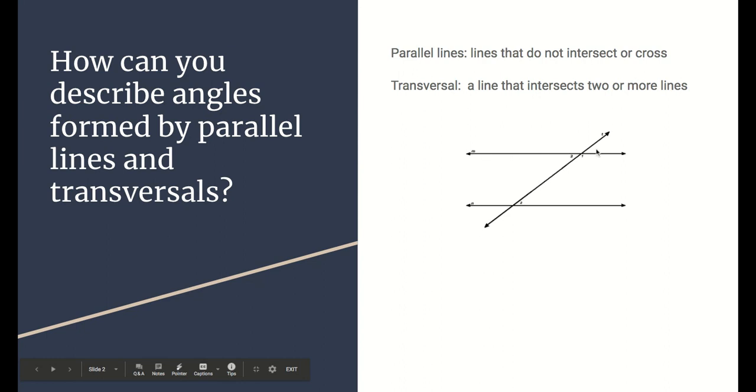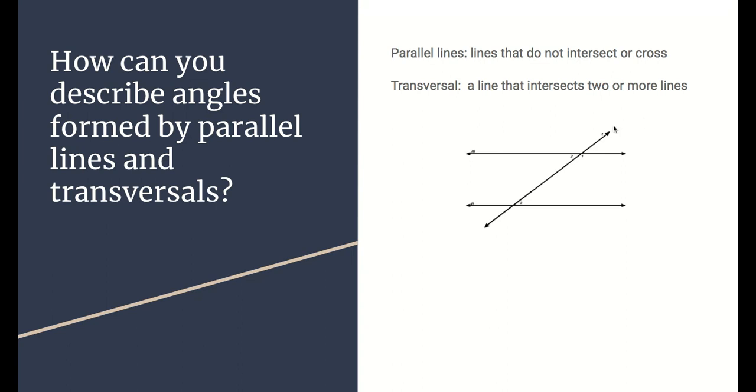So the parallel lines are these that run straight and never cross. So they could go on for eternity and never cross each other. They're in the same plane, right? All 3 of these lines are in the same plane. So imagine a plane is like a piece of paper. All 3 of these lines are drawn on the same piece of paper.